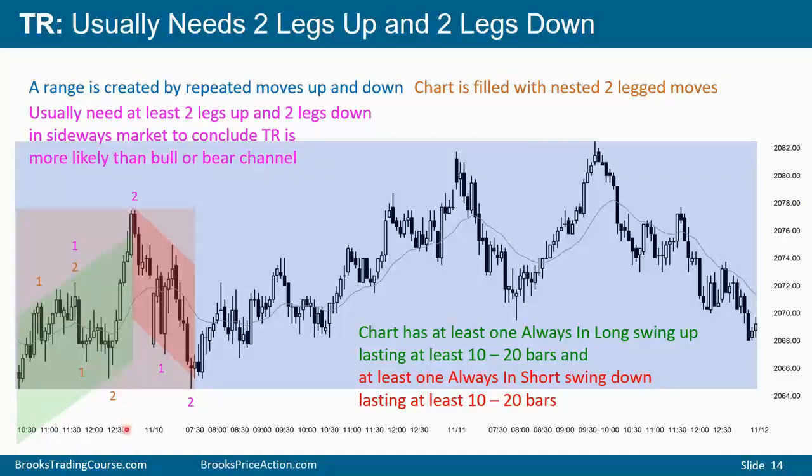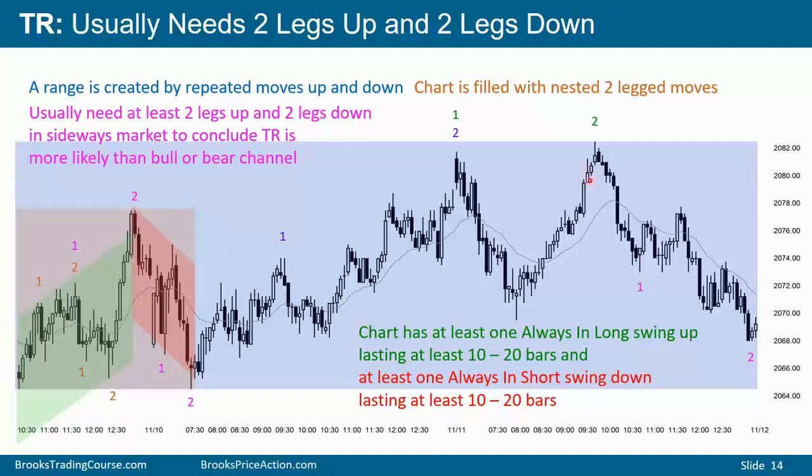2 legs down, 1 pullback 2. 2 big legs up, 1 pullback 2. This had a subdivision into 2 legs. This subdivided into 3. So this breakout led to a wedge. Or you can do it the other way. This could be a wedge, 1, 2, 3, and then this breakout led to 2 legs up. 2 legs up, 1 pullback 2, and it's subdivided into multiple other smaller patterns.